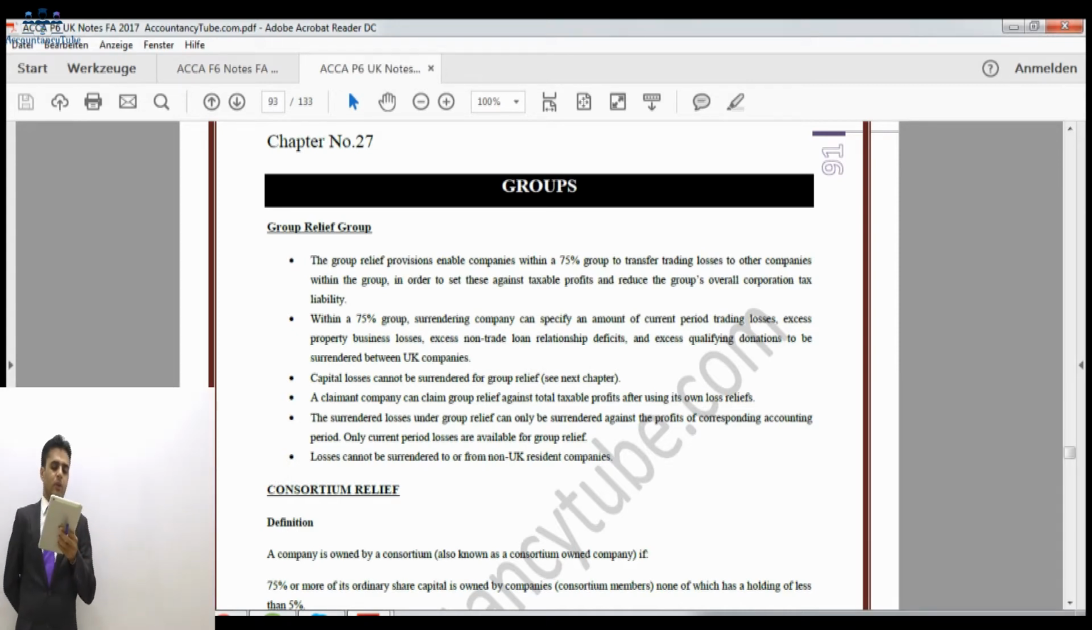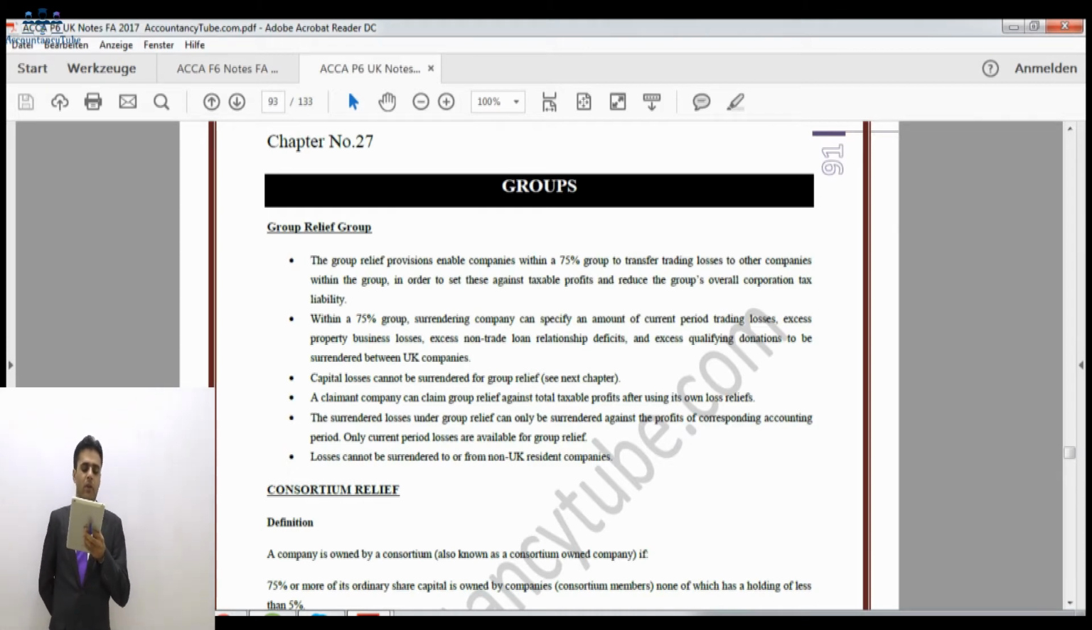Right, so it says that capital losses cannot be surrendered for group relief. However, we will see in the next chapter that they can be relieved, but there is a certain criteria. Now this group which we are studying is for corporation tax purposes only, the taxable trading profits only. It's not for the capital losses. For capital loss purposes, there is a separate group, the capital gains group. They can be set off as well, but there is certain criteria. So for now we will assume that capital losses cannot be surrendered for group relief purposes.